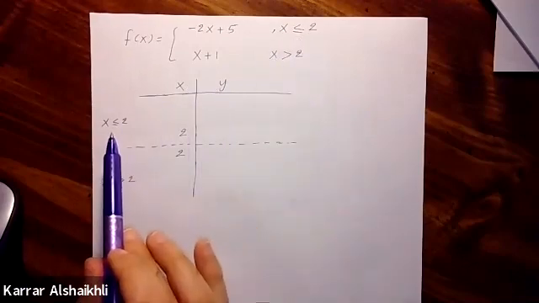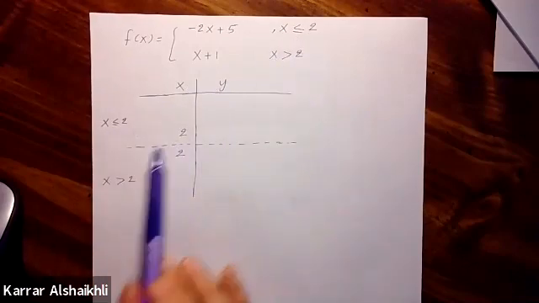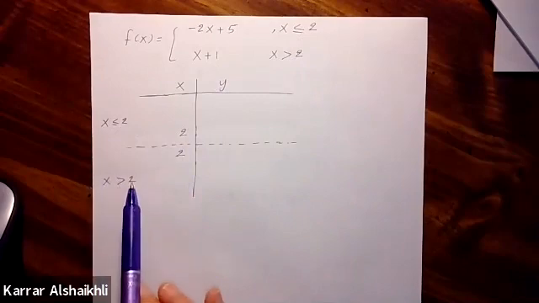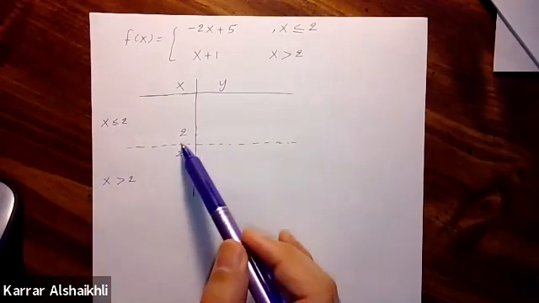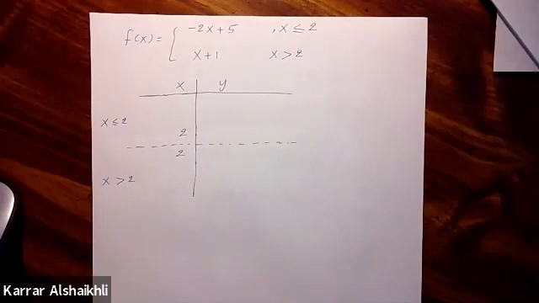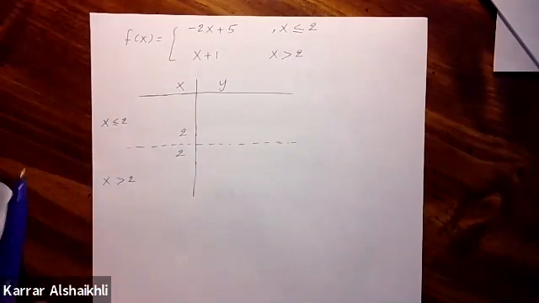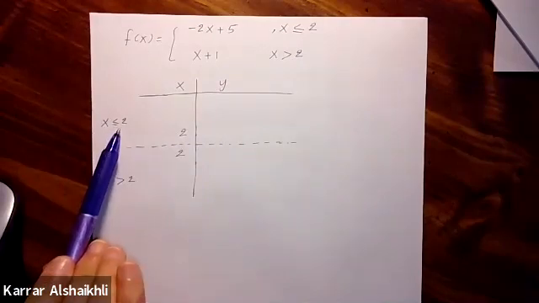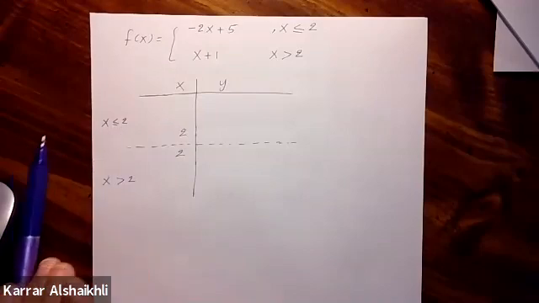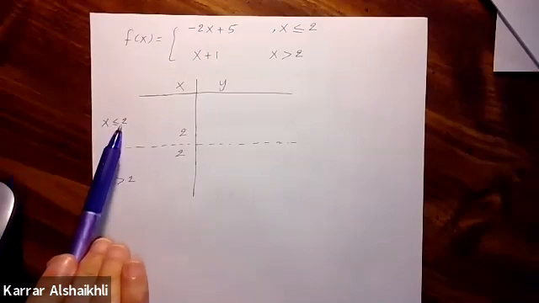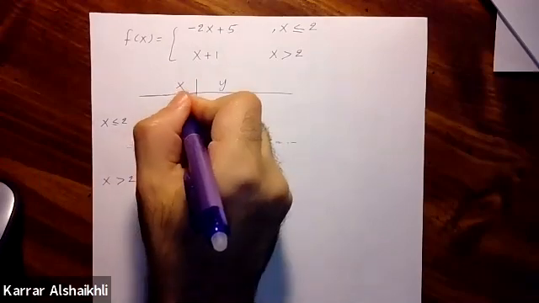This is the first condition. I'm going to write down this number here. This is the second condition. I'm going to write down this number here, which is exactly the same number. Now, the condition says x less than or equal to 2. I'm going to choose a number less than 2. Choose the 1.